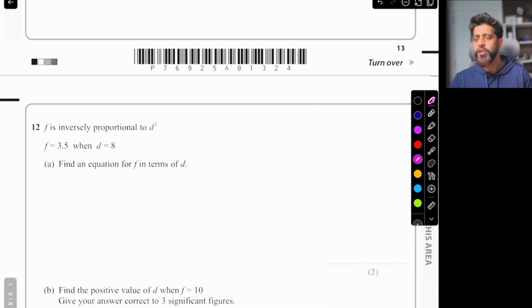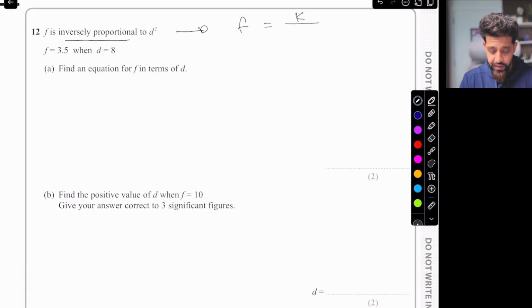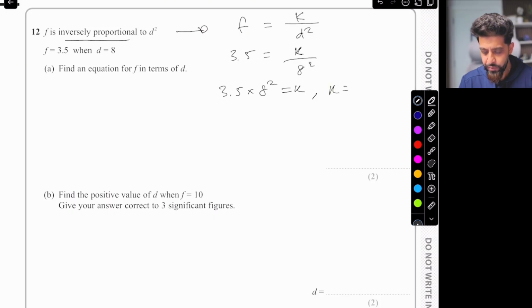All right, question number 12 now. F is inversely proportional to D squared. Let's write that down. Inverse proportional, F is equal to K over D squared. So F equals 3.5 when D is equal to 8. So K over 8 squared. Find K now. It's going to be 3.5 times 8 squared. That is K, and K would be equal to 3.5 times 64. And that gives me 224.